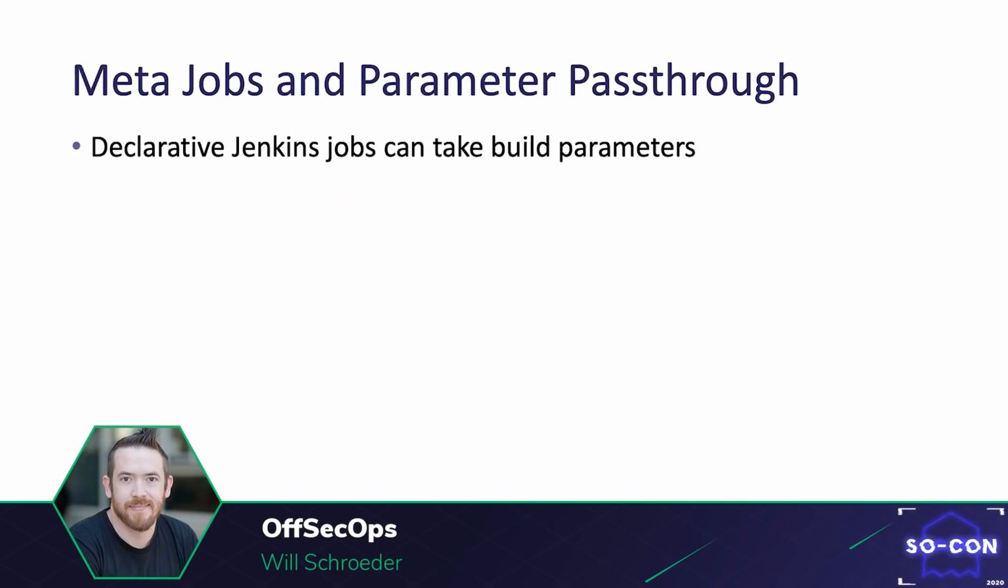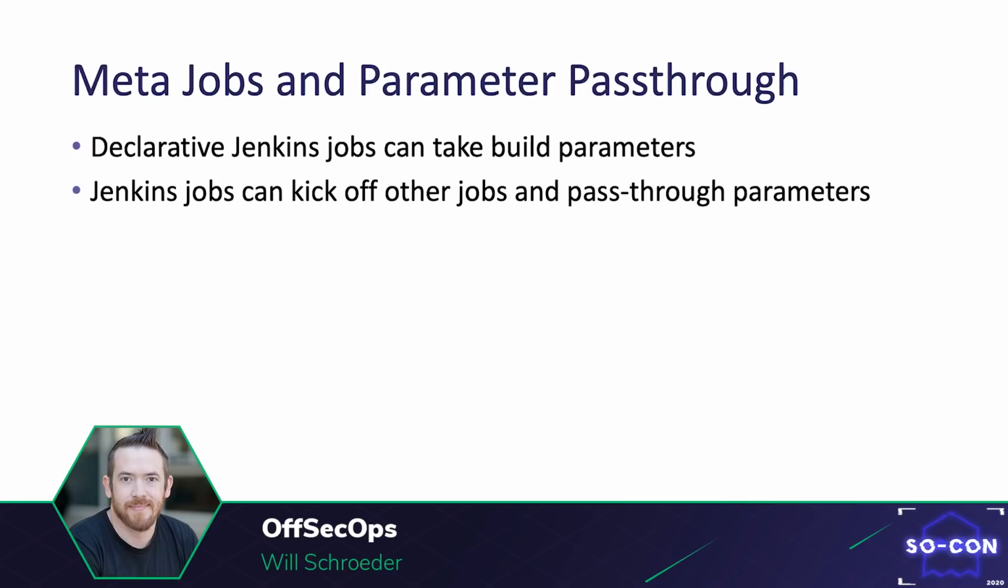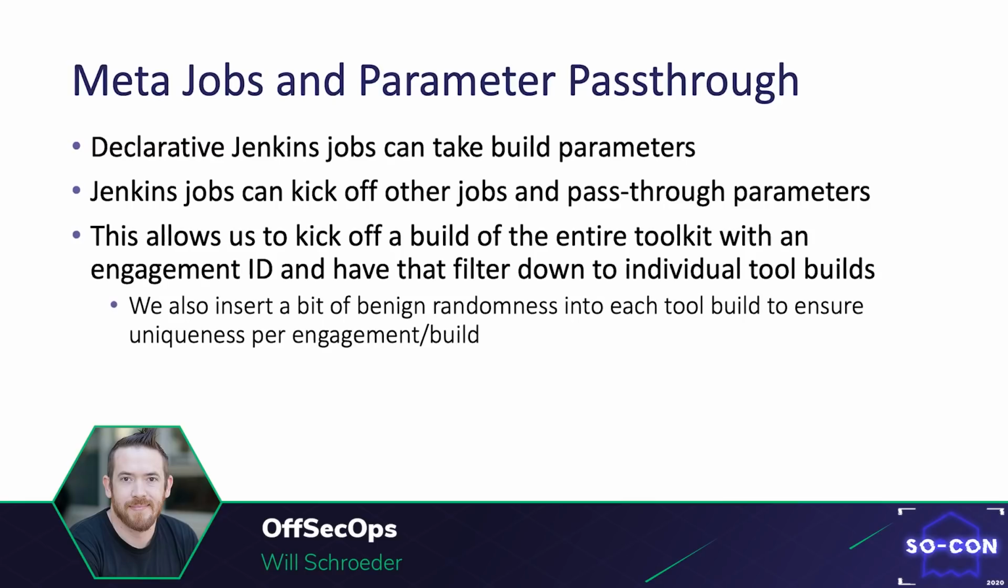Also, I mentioned this parameter pass-through stuff at the beginning. Declarative Jenkins jobs can take build parameters. Most CI pipeline stuff can take build parameters. So imagine just a string that says, op ID equals X or something. And Jenkins jobs can kick off other Jenkins jobs, and they can also pass through their parameters. So this allows us to construct a meta build called offensive toolset, where it takes an op ID or engagement ID parameter, and this will kick off all the other offensive toolset jobs and pass that parameter through. So it filters down to individual tool builds.